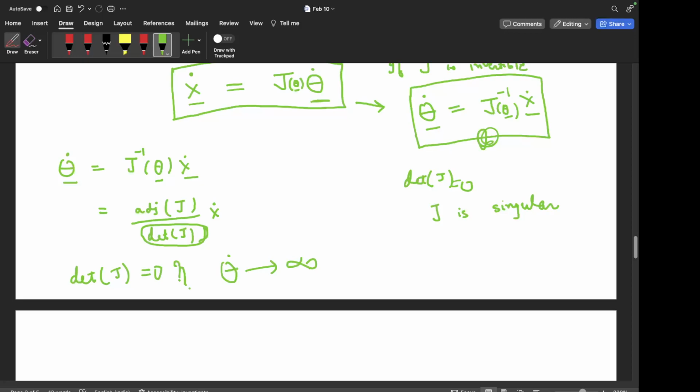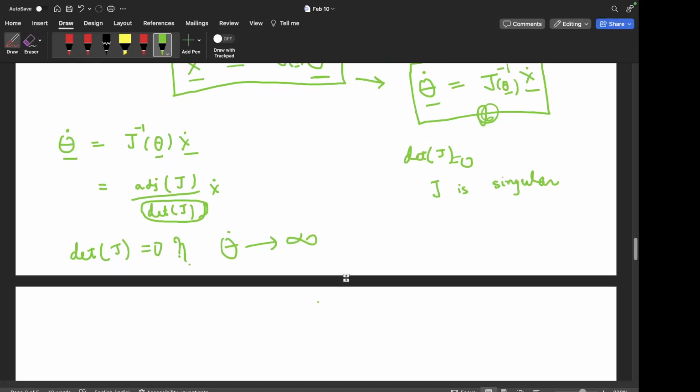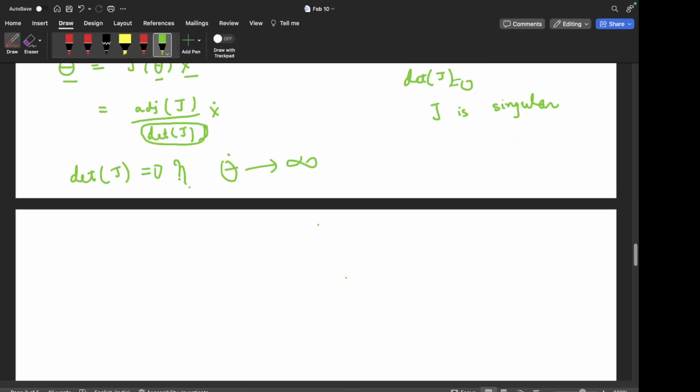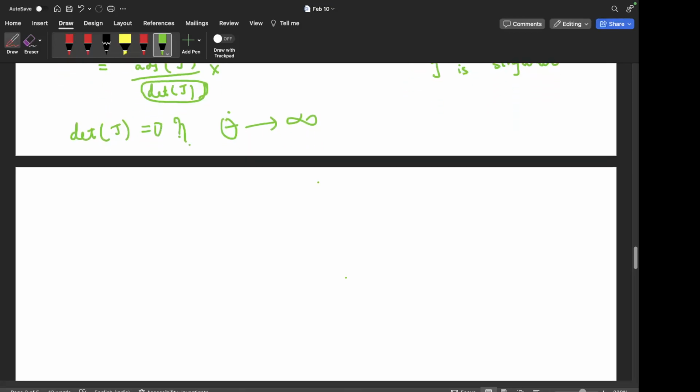So from a practical point of view, these are the values which we need to find out, and we need to avoid them. We need to make sure that the manipulator does not go into that position, or as soon as it approaches that position, it should be aware and try to avoid that position. So let's analyze for the 2R manipulator what those positions are where this happens, right?